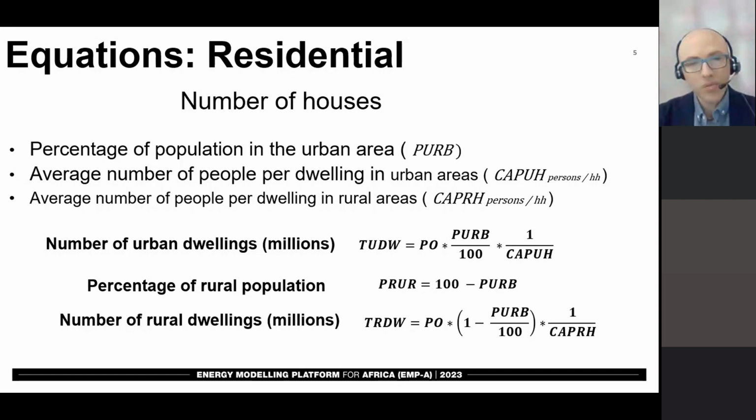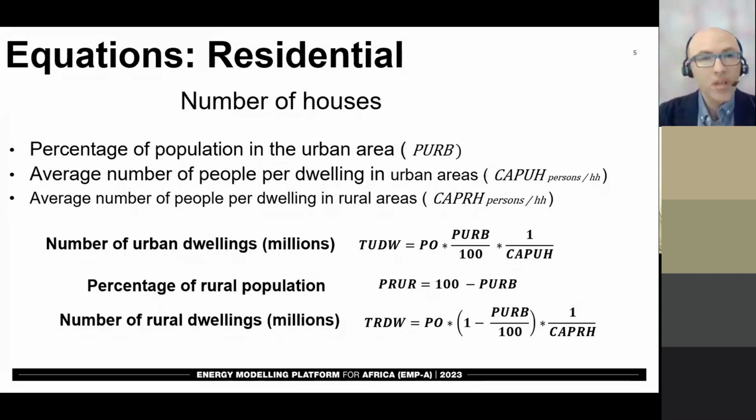So the number of rural dwellings is calculated by multiplying the total population by the fraction of rural population, and this is divided by the number of people per dwelling in rural areas. This is the first parameter to calculate: the number of houses of each type of house.